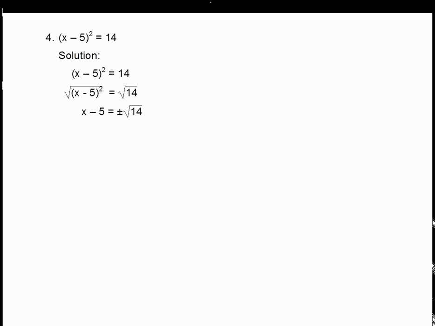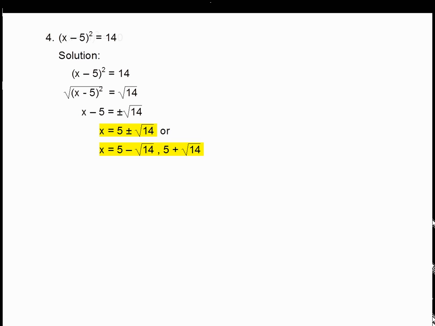Okay, now 14 is not a perfect square. To get x by itself, just add 5. Now, when we put the 5, put it in front of the plus or minus. Don't put it out here in the end. So I'll have x is equal to 5 plus or minus square root of 14. Or if you separate it into two answers, 5 minus square root of 14, 5 plus square root of 14. Again, put the number before the plus or minus.